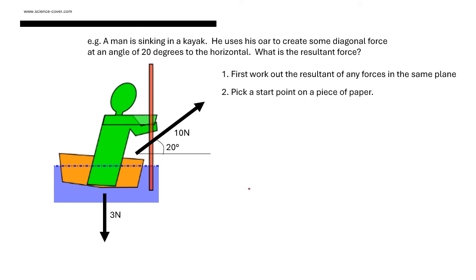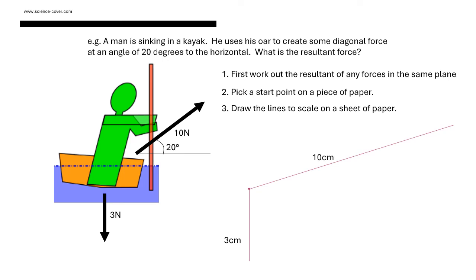Let's pick our start point. First, we've represented the 3 Newton force as a 3 centimeter line vertically down. Next, we have a 10 Newton force at 20 degrees to the horizontal. We can represent this as a 10 centimeter line drawn at 20 degrees to the horizontal.